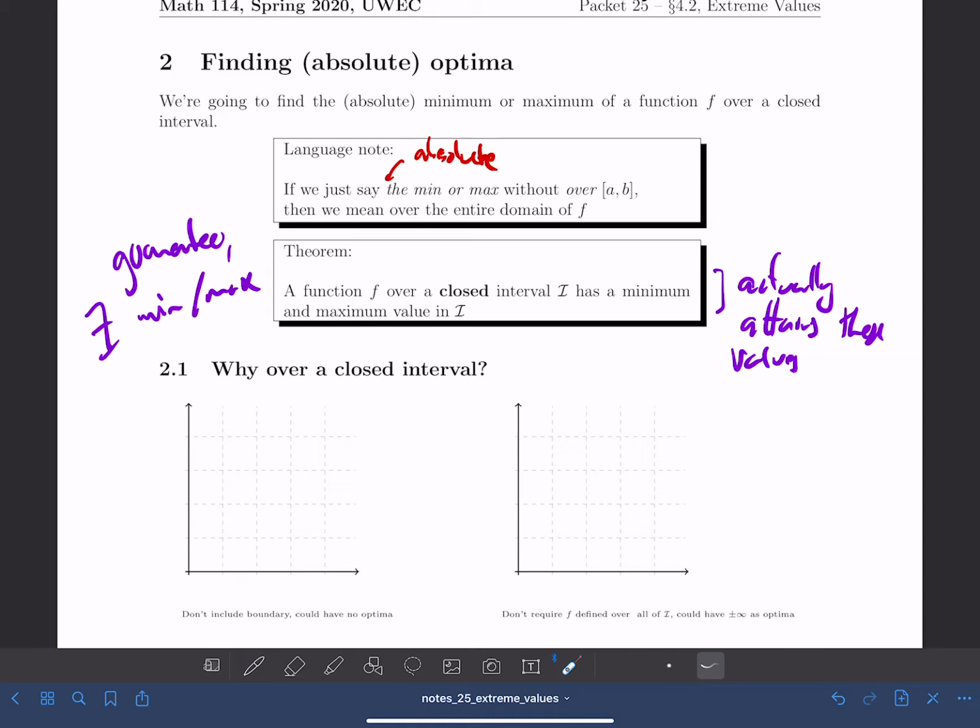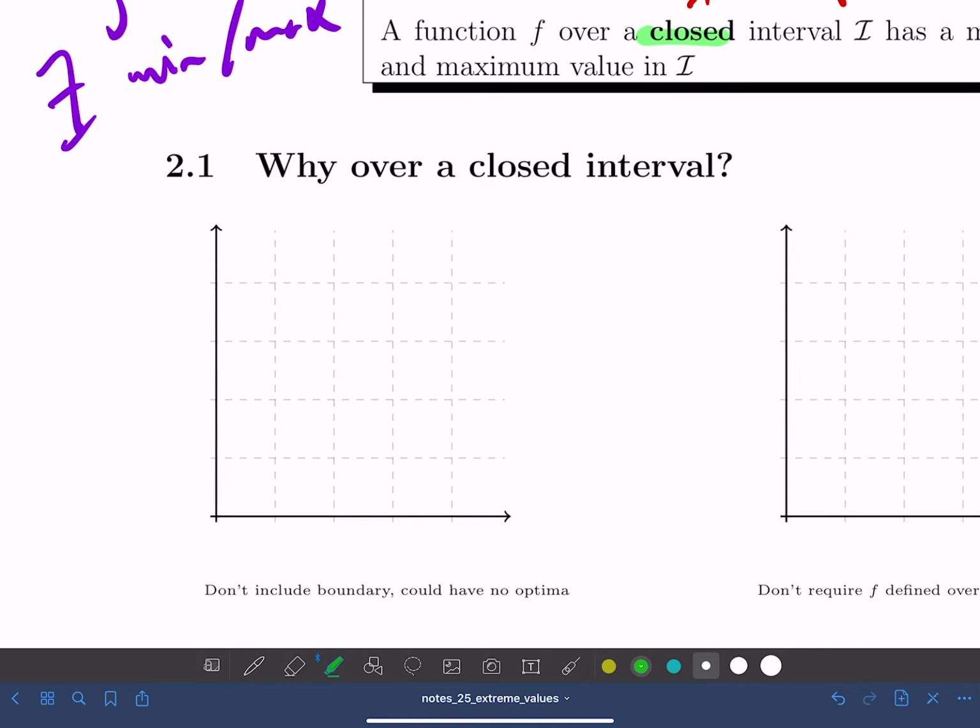So I would like to stress the fact that this requires a closed interval, because there are things that can go wrong if I allow open or half open intervals. So it's closed. That means it's not open or half open. Right? It has to be closed. So why does the interval I have to be closed?